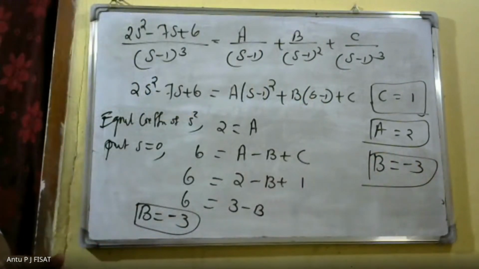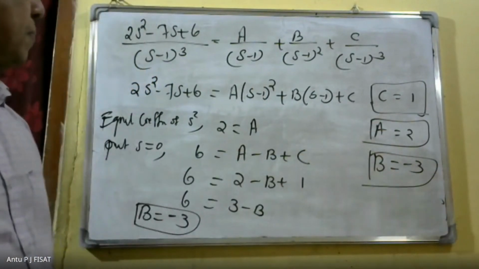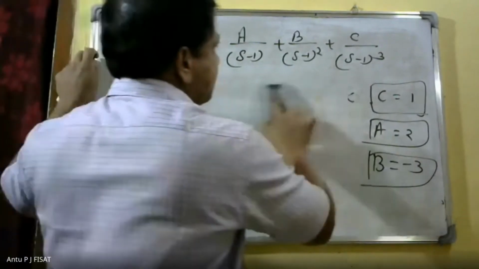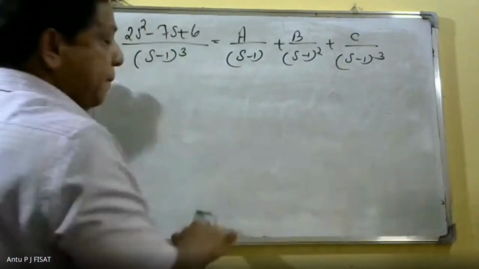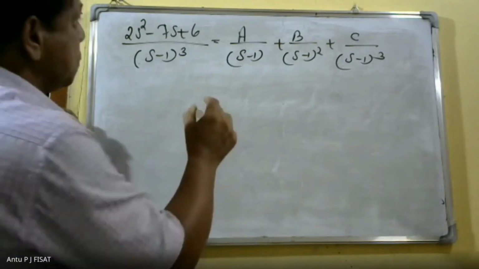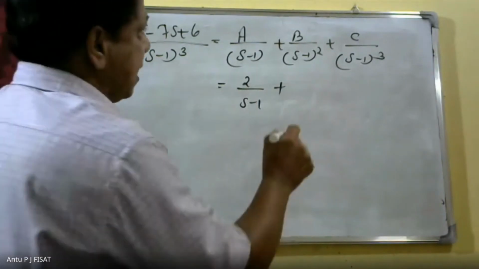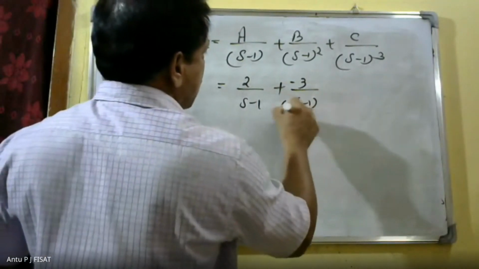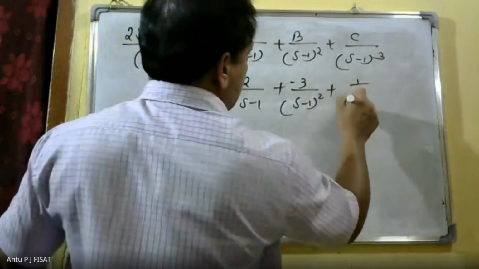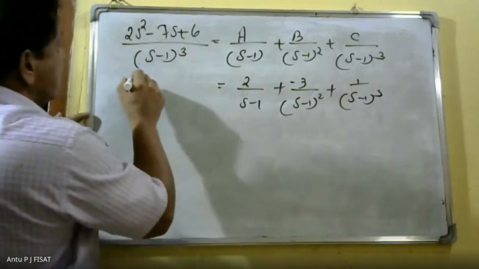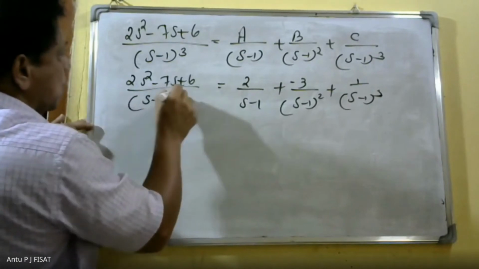Therefore, the value of the constant c is equal to 1, a is equal to 2, b is equal to minus 3. Then substitute the values of a, b, c. The value of a is equal to 2 by s minus 1, plus the value of b is equal to minus 3 by s minus 1 whole square, plus the value of c is equal to 1 by s minus 1 whole cube. This is 2s square minus 7s plus 6 by s minus 1 the whole cube.